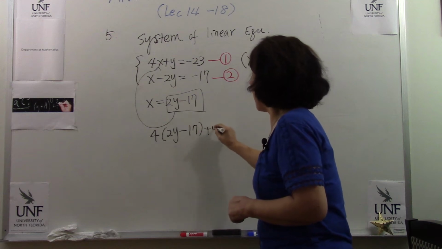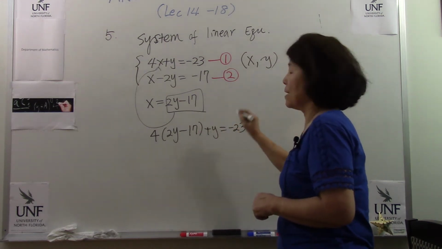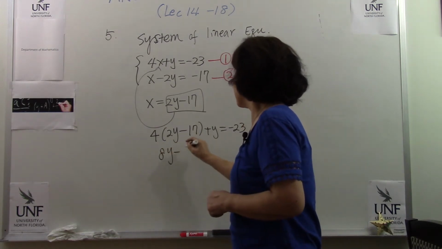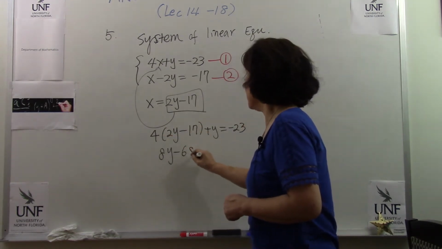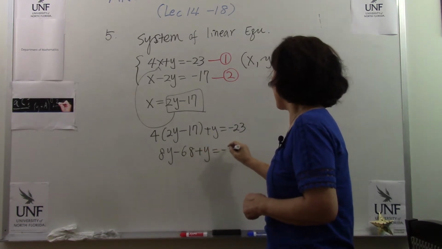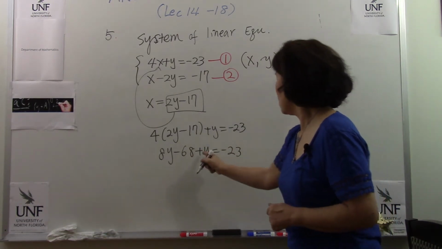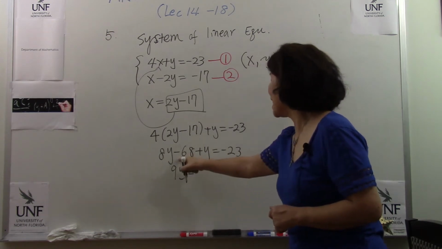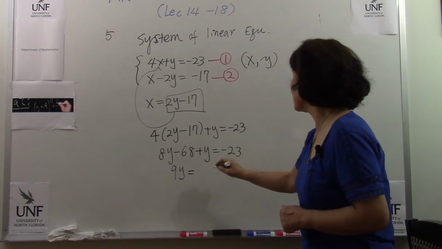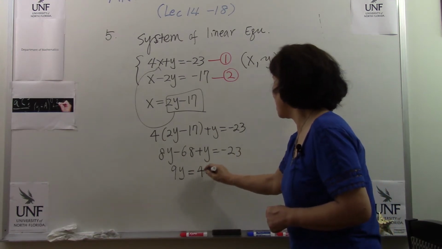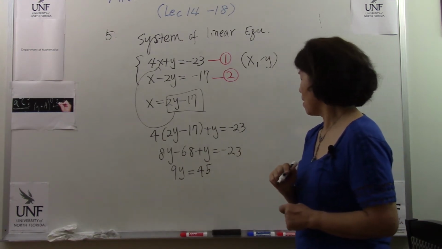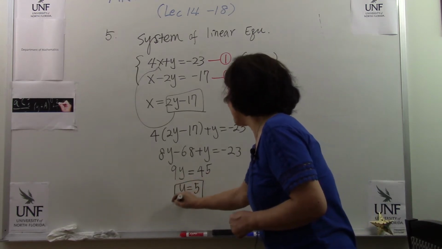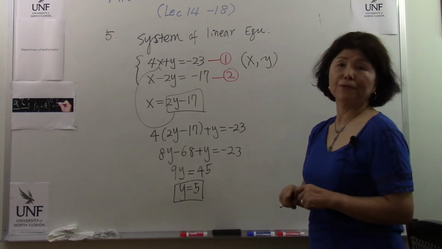16 plus y equals negative 23. That one will make 8y minus this is 68 plus y equals negative 23. So both combining together gives you 9y, and then add 68 to both sides, that gives you 45. So what do we get? Y equals 5, both sides divided by 9, that gives you y equals 5.